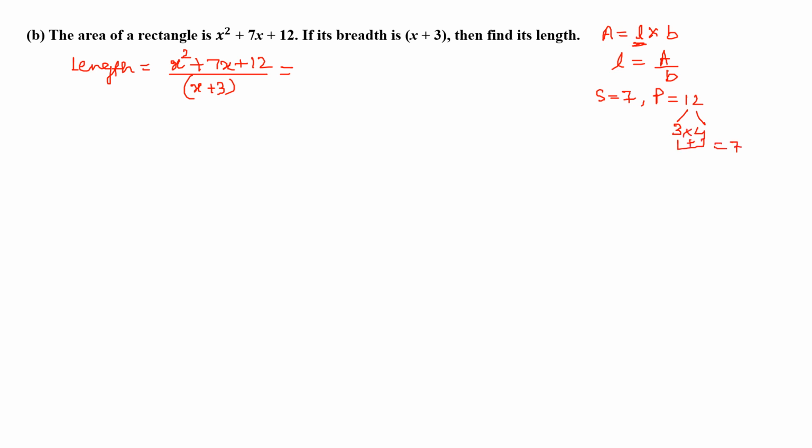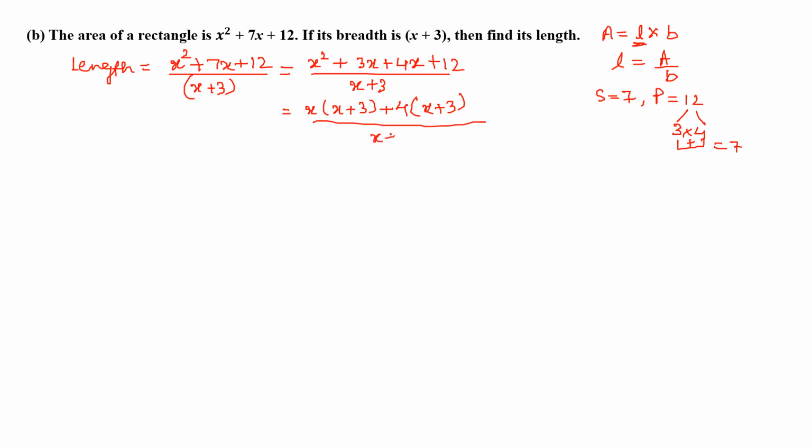So you have to write it as x square plus 3x plus 4x plus 12, divided by x plus 3. Okay, and then you can further write it as x into (x plus 3) plus 4 into (x plus 3), divided by x plus 3. And then it will become (x plus 3) into (x plus 4) divided by (x plus 3). And x plus 3 and x plus 3 will get cancelled. And from here, you will get the value of length as x plus 4. So this is your answer.